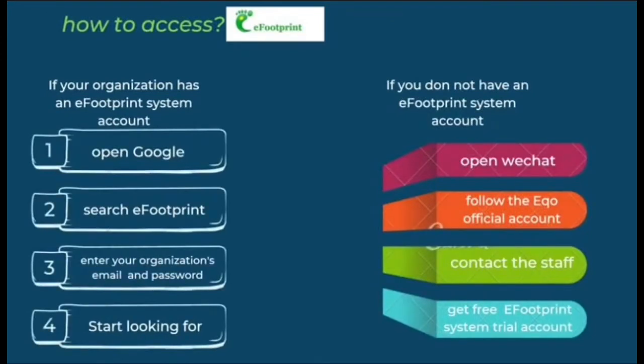And how to access e-footprint? There are different situations. If your organization has an e-footprint system account, then you just open Google and search e-footprint, enter your organization's email and password, and then you can start looking for the data that you want. But if you don't have an e-footprint system account, you need to open WeChat and follow the official account, and then contact the staff. They will give you a free e-footprint system trial account, and then you can look for the data that you want.